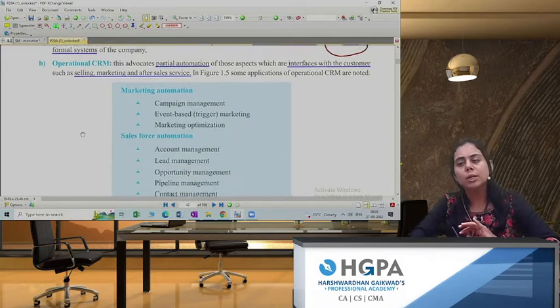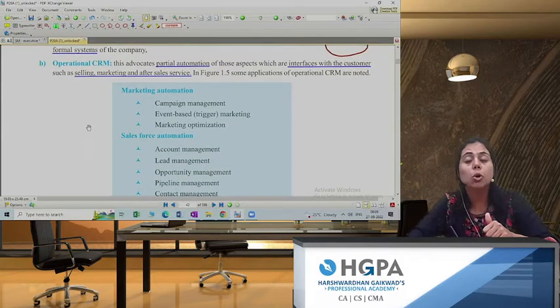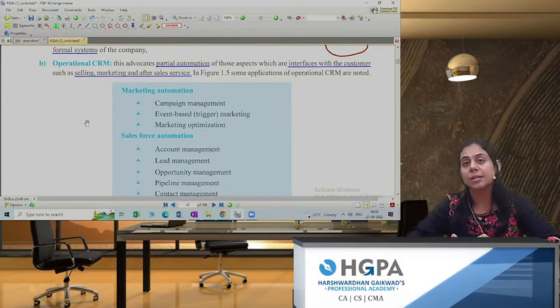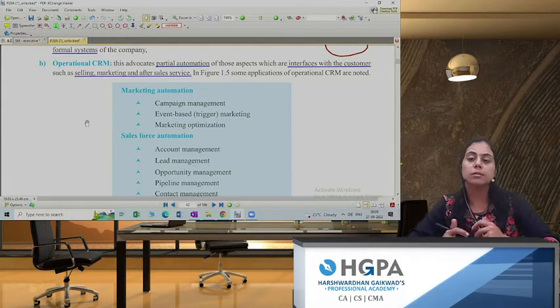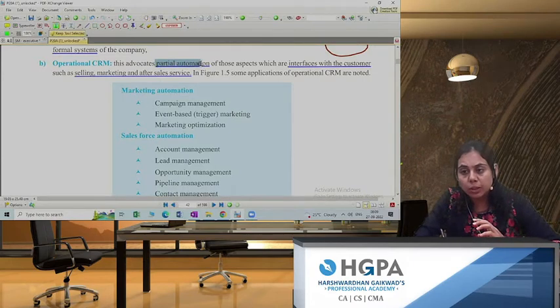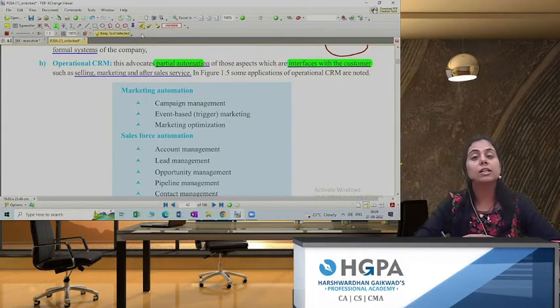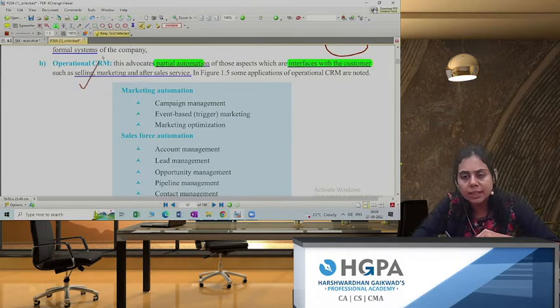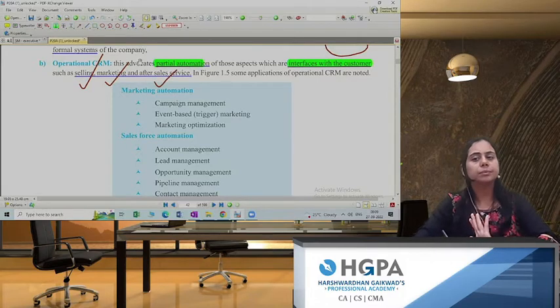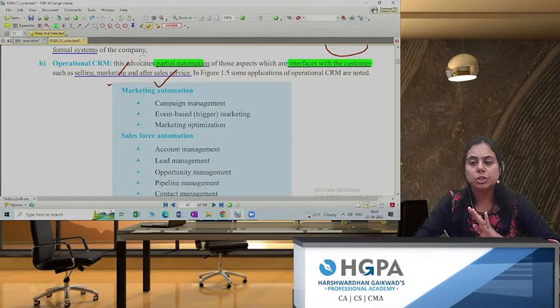That's it. Second, operational CRM. The one word we will write is that it is partial automation. Operational means we go to the operational level and interact with customers. How? We might sell them a free goodie, we might give them an after sales service, we might give them a marketing advertisement which will make them happy, or we will sell them door to door service. That is the operational CRM. Thus, this is a partial automation, definitely, where we are interacting with the customer. How can a person interact with the customer in CRM? That is via selling the product, or via indirect marketing on television, or after sales services. That's it. These are the points for the operational CRM.